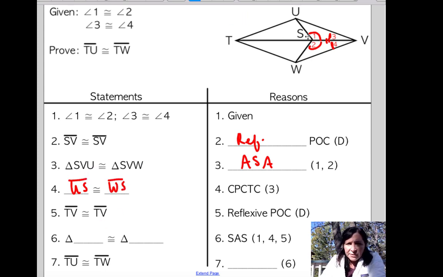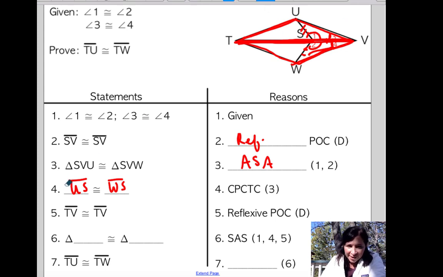Then I would say TV. Now I'm thinking this whole triangle is congruent. See, now this is what we're looking at here. A lot of us were looking at just this little part here, but in reality, I want the whole triangle. Because what that means is me saying US is congruent to itself, or US is congruent to SU or SW, that's not part of what I need. What I need is this whole triangle.